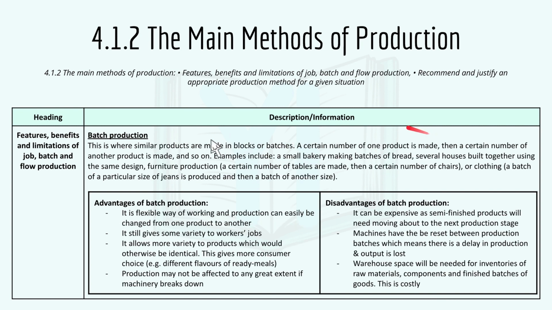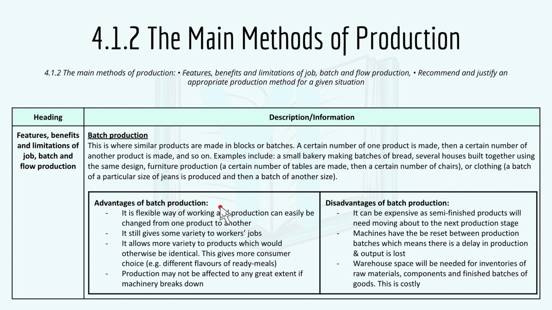And now we have batch production, and this is where similar products are made in blocks or batches, and a certain number of one product is made, then a certain number of another product is made, and so on. Examples include a small bakery making batches of bread, several houses built together using the same design, furniture production, or clothing.